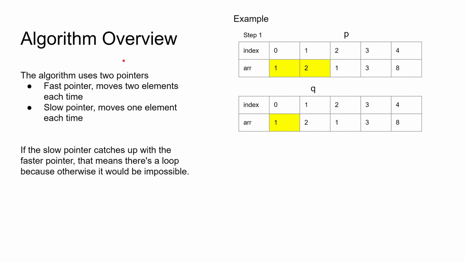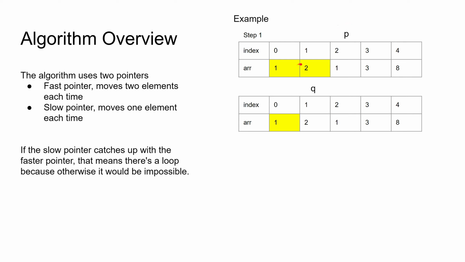Algorithm overview. The algorithm uses 2 pointers: the fast pointer, which moves 2 elements each time, and the slow pointer, which moves 1 element each time. If the slow pointer catches up with the fast pointer, it means there's a loop, because otherwise it would be impossible.